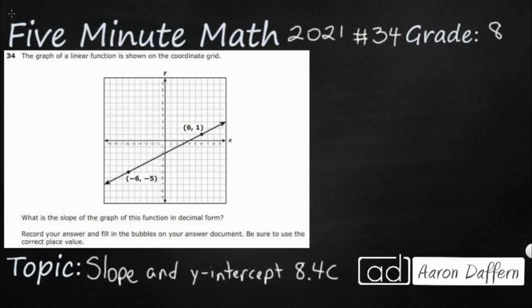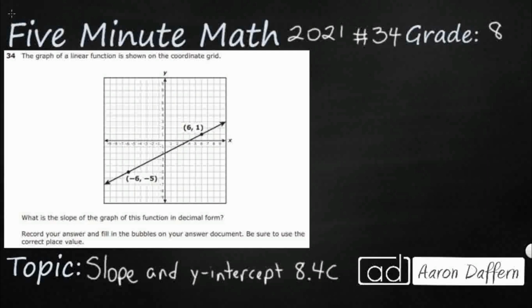Today we are looking at the 8th grade concept of slope and y-intercept. This is standard 8.4C in the great state of Texas, and we are using item number 34 off the 2021 released STAAR test. If you have not done so already, please take a moment to pause the video, work this problem out on your own, unpause it, and we will look at our answers together.